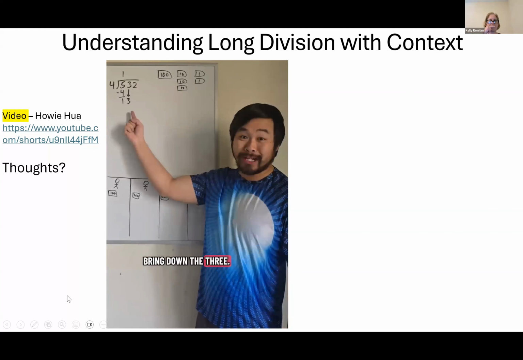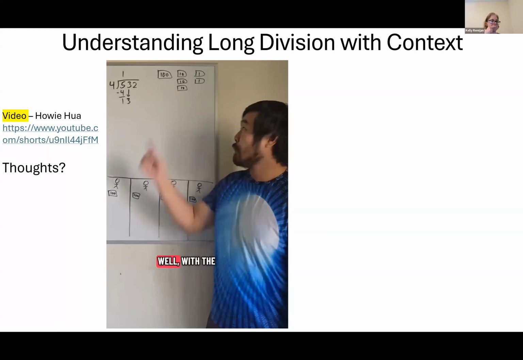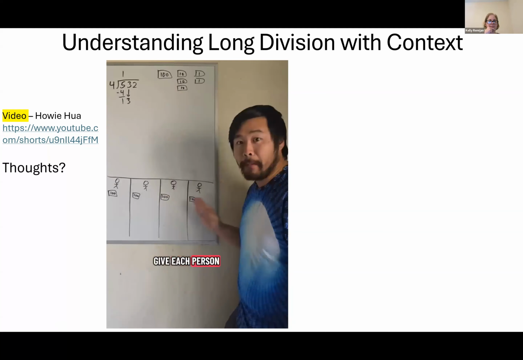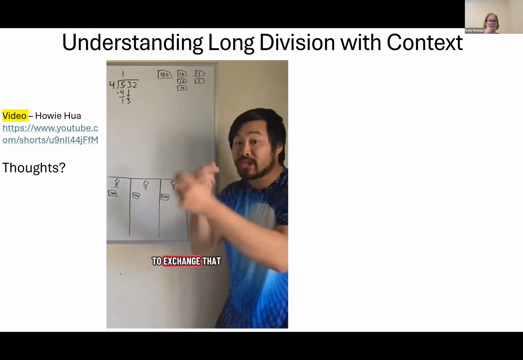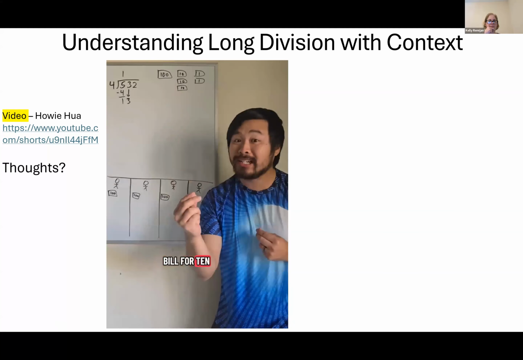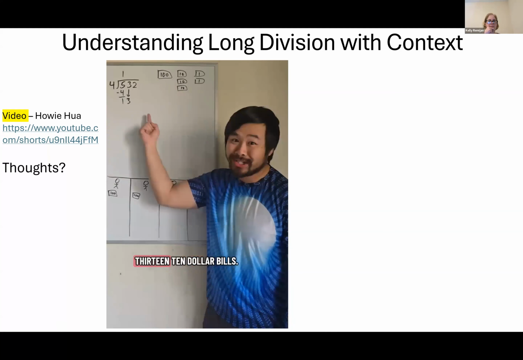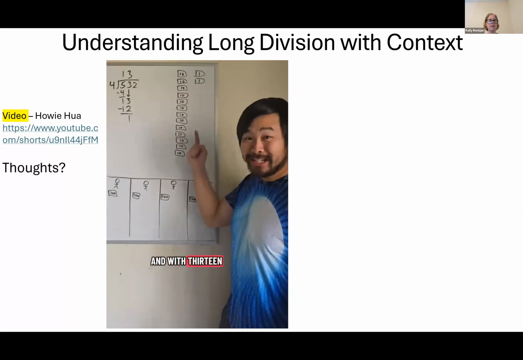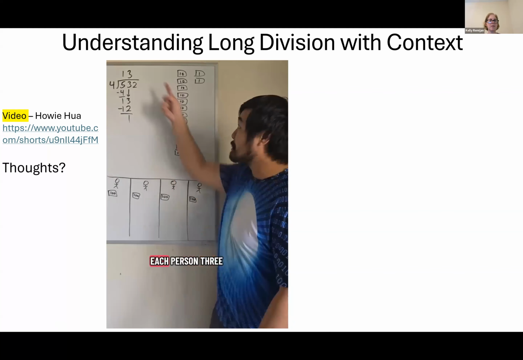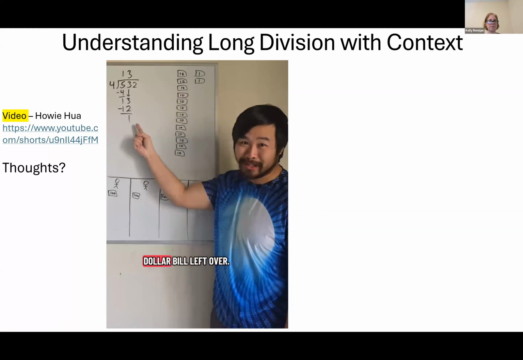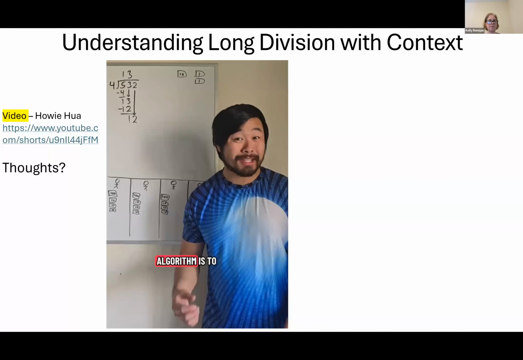But what does bring down the 3 mean? Well, with the $100 bill, I can't just rip it up into fourths and give each person a part of it. I would need to exchange that $100 bill for 10 $10 bills. So in total, I would have 13 $10 bills. And with 13 $10 bills, I can give each person 3 $10 bills, and I would have one $10 bill left over. Now, the next step in the algorithm is to bring down the 2.